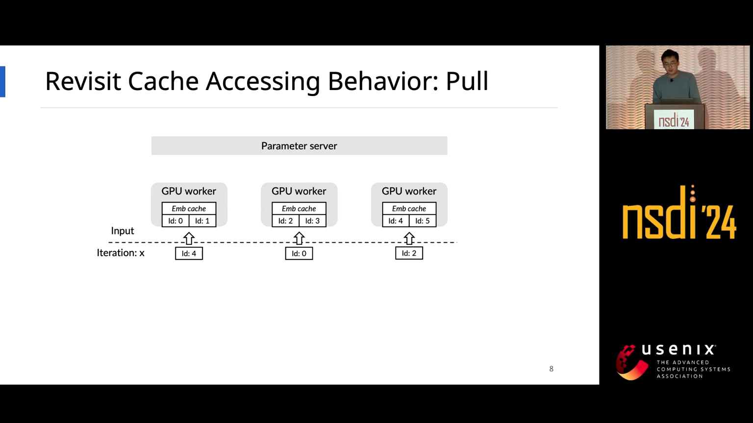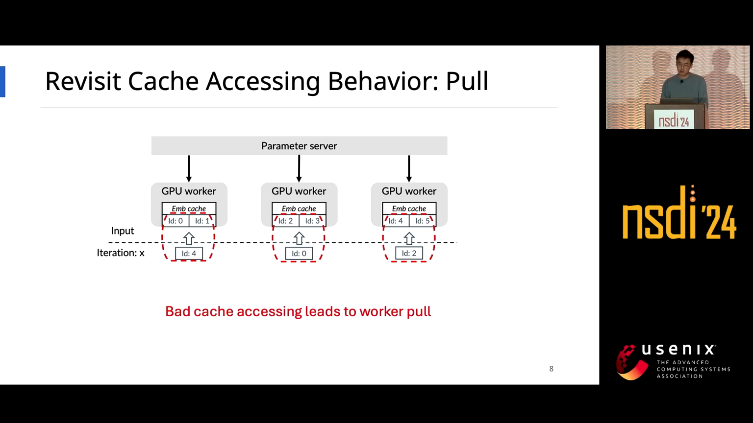To achieve this goal, we first revisit the cache accessing behaviors in the embedding training, focusing on the network transfers resulting from the worker pull. Here is an example. When all GPU workers are fed with inputs that cannot be found in the local cache, they need to pull the corresponding embeddings from the parameter server. So these bad cache accessing behaviors lead to significant worker pull transmissions.